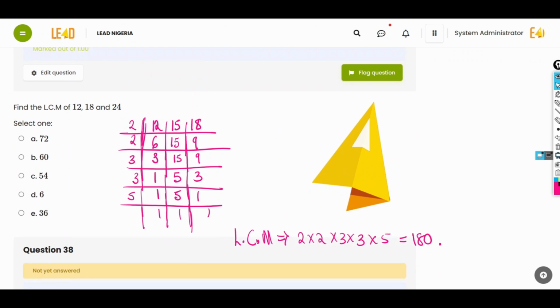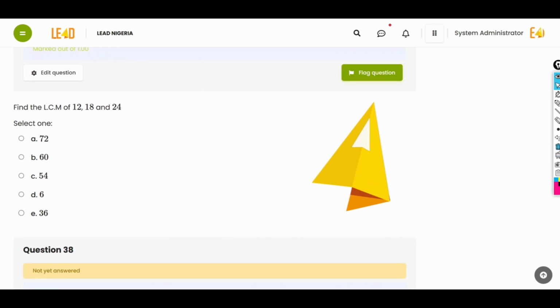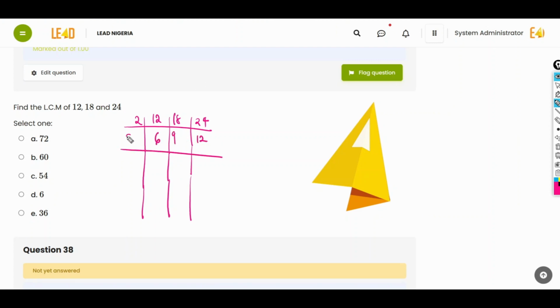All right, find the LCM of 12, 18, and 24. Basically, what's the smallest number that all of these numbers can divide? 12, 18, and 24. All right, so 2, we have 6, we have 9, we have 12. We can use 2 again.